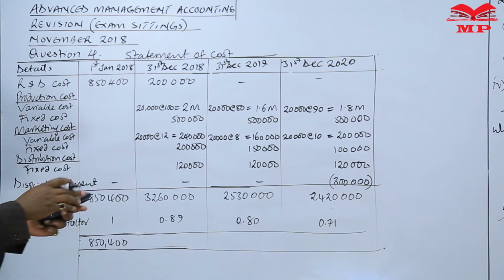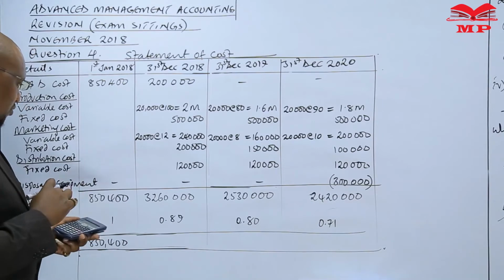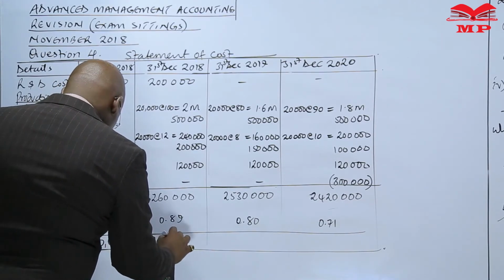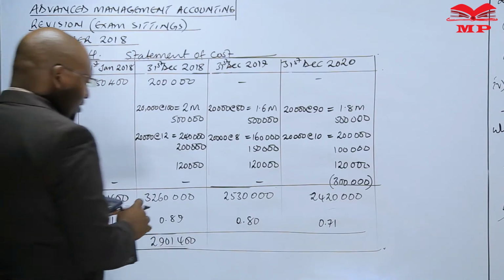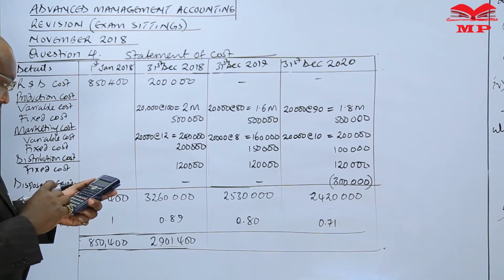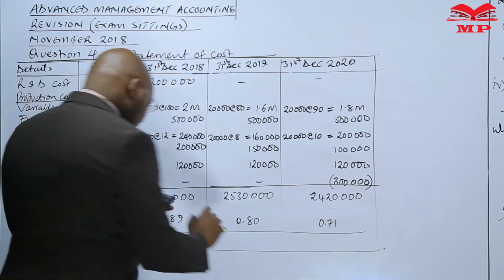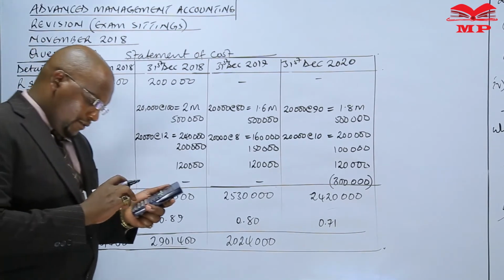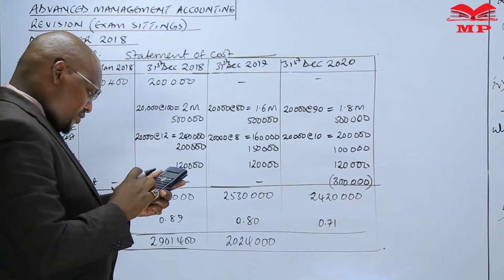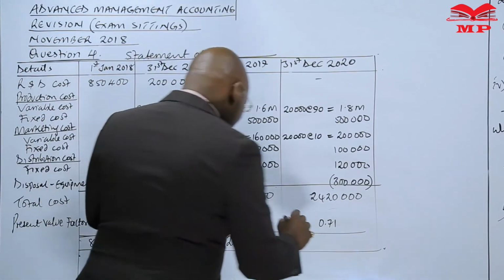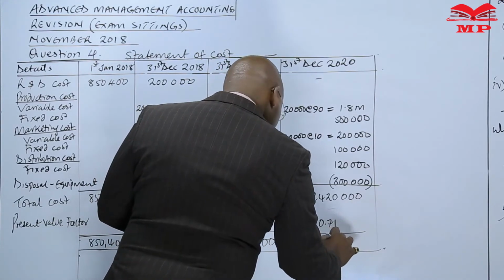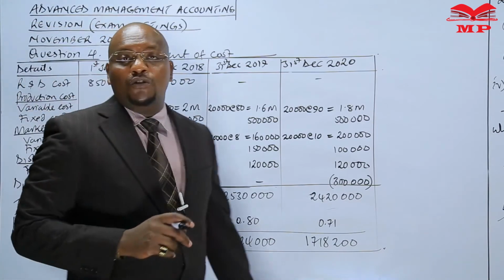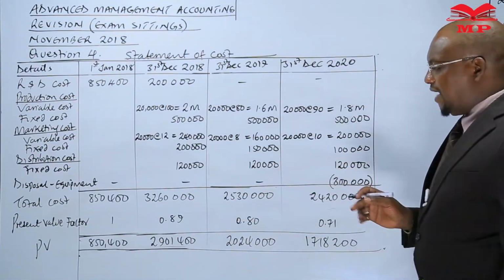The second one, you multiply, that's 260,000 multiplied by 0.89. This is 2,901,400. Then this one is 2,530,000 times 0.8. This is 2,024,000. And the last one is 2,420,000 times 0.71. This is giving us 1,718,200. This is what we call the present value. Now this is present value of each and every year. So that now we can say ultimately we can add all these and we get to know the total.